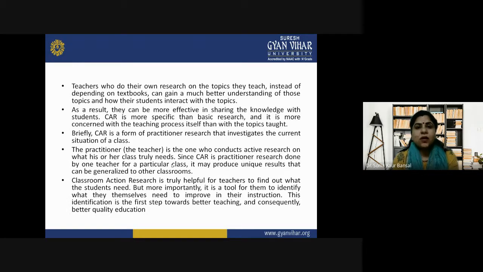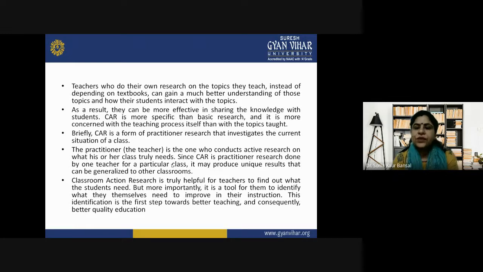So CAR, or classroom action research, is more specific than basic research. Basic research is something else, and CAR is more specific to a particular topic. And it is more concerned with the teaching process itself than with the topics you have taught. So briefly, CAR is a form of practitioner research that investigates the current situation of a class. We can also call it action research.